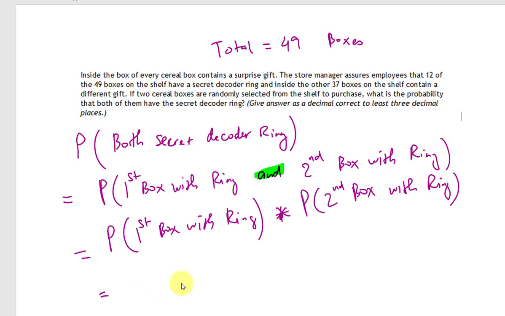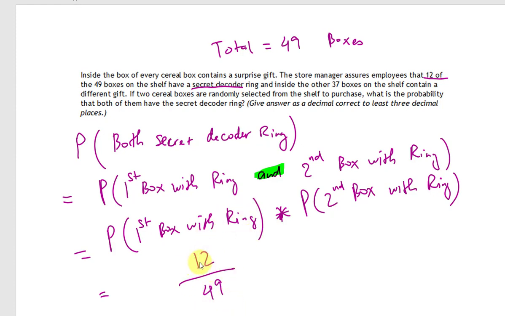Alright, so you have 49 boxes, and you want the one with the secret decoder ring, and we only have 12 of them. The other 37 boxes will have a different gift. So 12 of them will be the secret decoder ring. So we have 12 out of 49, because we are looking for the chance of getting the decoder ring.